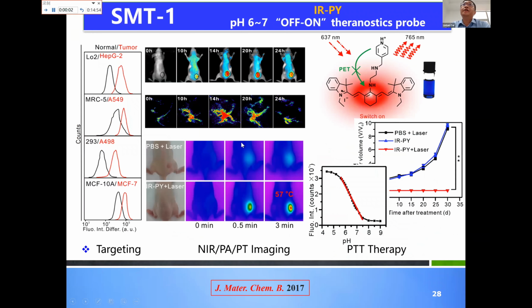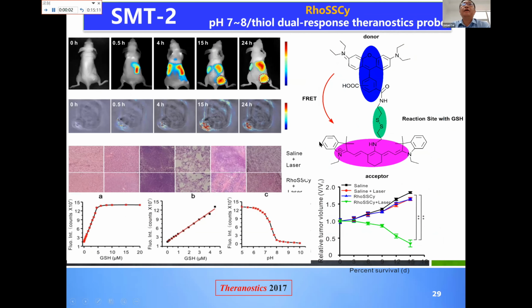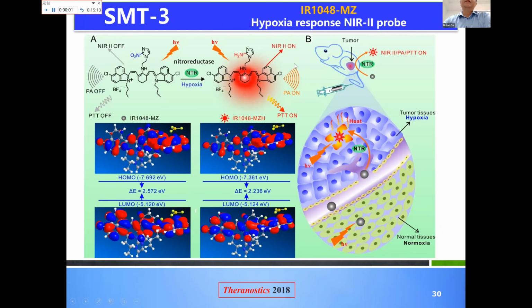So using this method, you can see these theranostic single-molecule probes. They can be switched on by the laser, can be seen quite well, and are also responsive to pH. For the time schedule, I also introduce this molecule. This molecule is for the hypoxia response of the near-infrared probes. You can see the near-infrared images and the photoacoustic imaging, and PTT is also applied in these hypoxia systems.